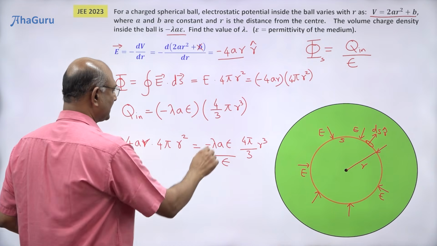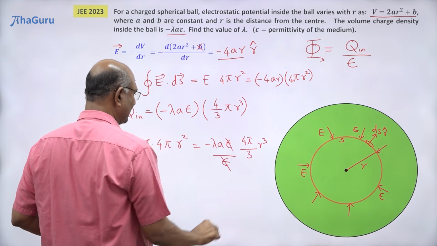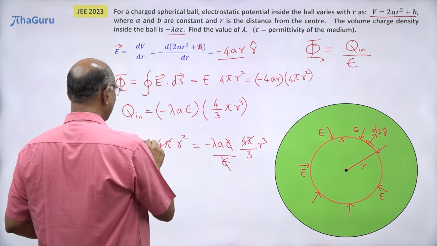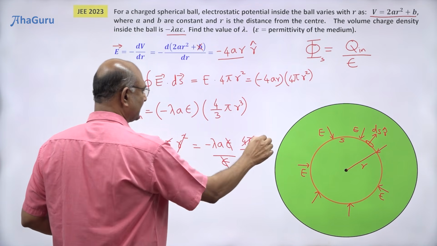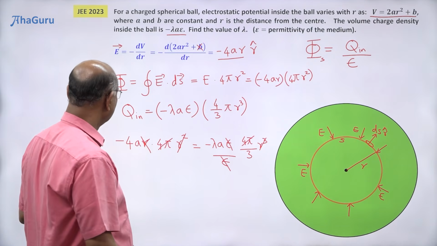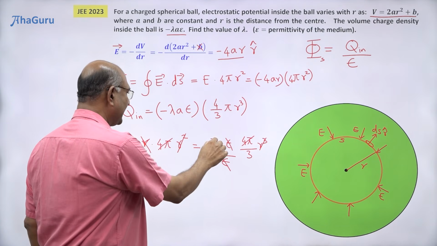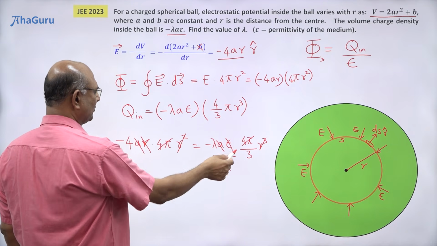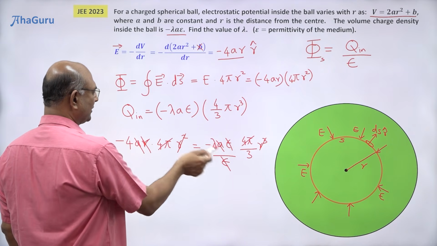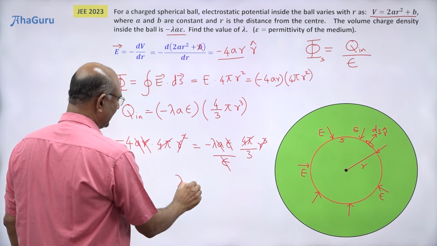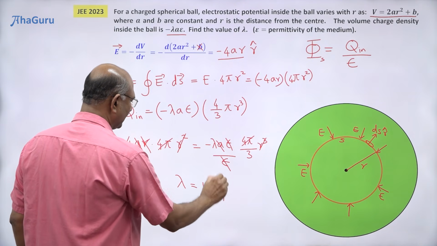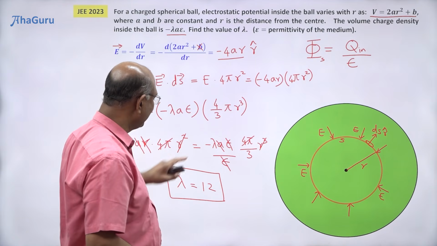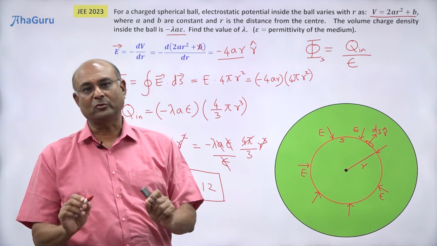Okay, so first let us get rid of this epsilon and this epsilon. Let us get rid of the 4 pi. r square cancels with r cube. Okay, and this A gets cancelled. Minus and minus can be cancelled out. Take the 3 here. So 4 into 3, 12. So lambda is equal to 12. That's the answer to this question, right? Question is find the value of lambda. Answer is lambda is equal to 12.